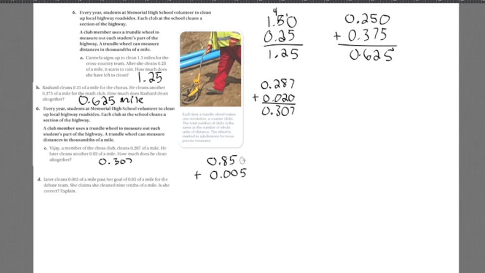So we're going to get this. Decimals lined up, bring it down. We have 5, 5, 8, 0. So she cleaned 855 thousandths of a mile, which is less than 9/10ths of a mile. Now it's really close to 9/10ths of a mile, but it's not quite there. And that finishes up the questions for ACE problems for 1.1.